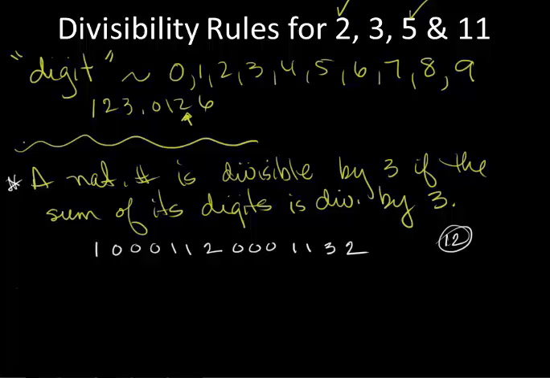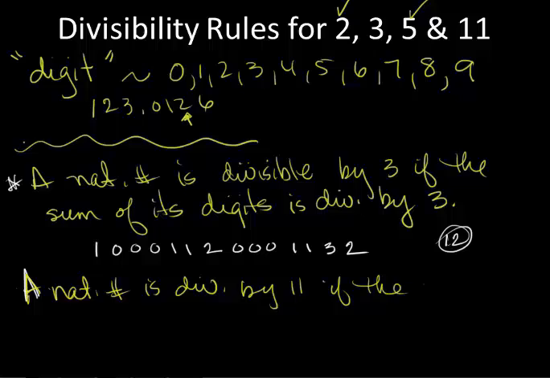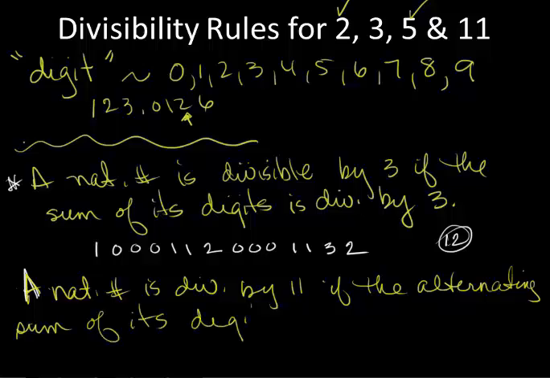And then the other rule that is very handy is 11. A natural number is divisible by 11 if the alternating sum of its digits is divisible by 11.